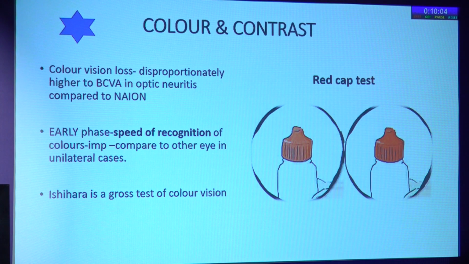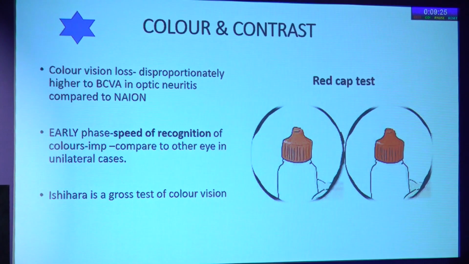These are just points I'm picking from our daily OPDs. Regarding color vision, Ishihara is what we all still do in our OPDs, but it's a very gross test of color vision. Especially in the early phase of an optic neuritis, it is not enough that the patient recognizes colors; the speed of recognition of colors is also important. Only an experienced refractionist can pick that up, so it's better that you go and do it yourself. Another very simple thing you can do is the red cap test, where you show bottles with red caps in front of the patient's eyes simultaneously and ask the patient whether there's a washout or not. They will very quickly pick it up themselves.